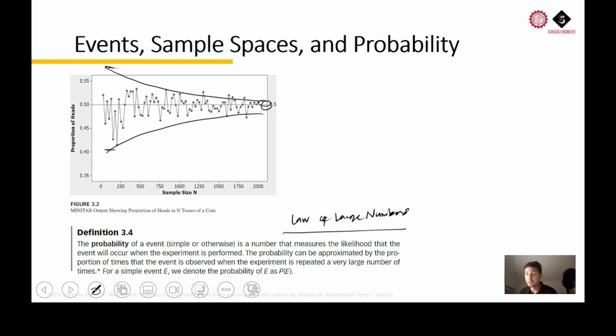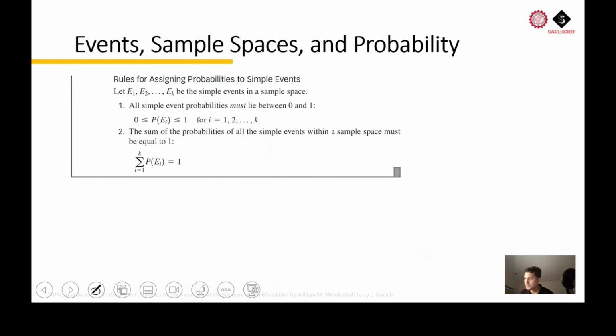Okay, so let's continue. First, what are the basic rules for assigning probabilities to simple events? Number one, first, let E sub 1, E sub 2, up to E sub k be the simple events in a sample space. Remember, simple event means irreducible event. That is the ultimate outcome of a certain experiment.